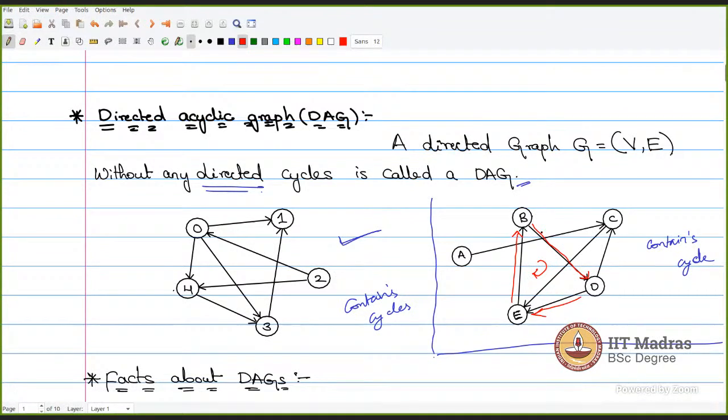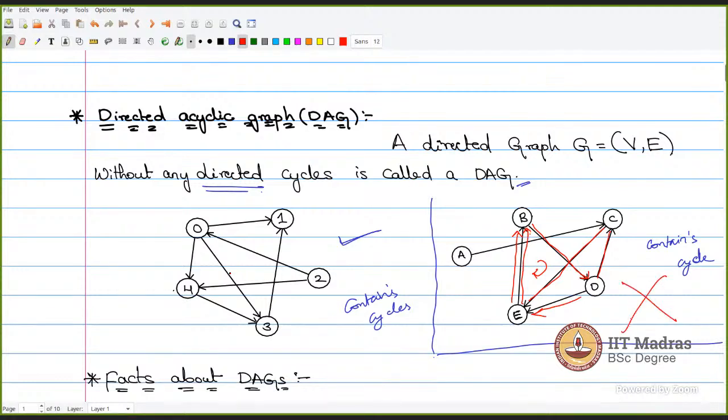And also, there are many cycles inside this: B, D, C, E. Some big cycle. The thing is, even though you got one cycle inside a graph, that graph is not called a DAG. So this is not a DAG.